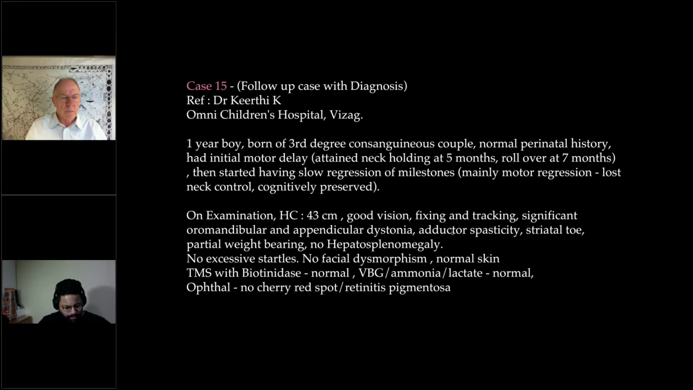I think two sessions ago we had discussed this case, who had presented to me at 1 year of age with predominantly motor delay. Initially he had motor delay, attained head control at 5 months, rolled over at 7 months, and then there was slow motor regression. But cognitively he was preserved, and there were significant pyramidal and extrapyramidal signs on examination. No hepatosplenomegaly, no excessive startle, no Mongolian spots.